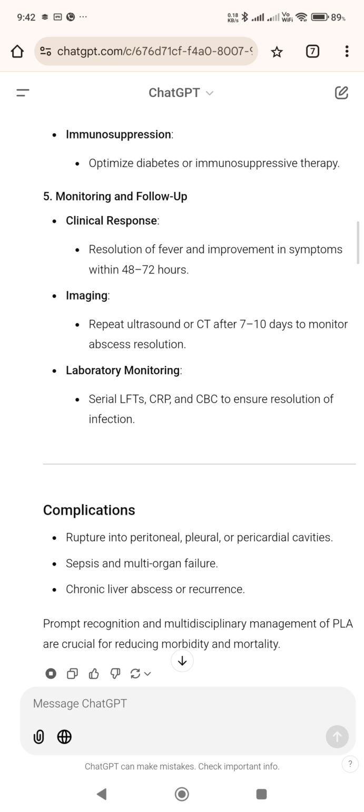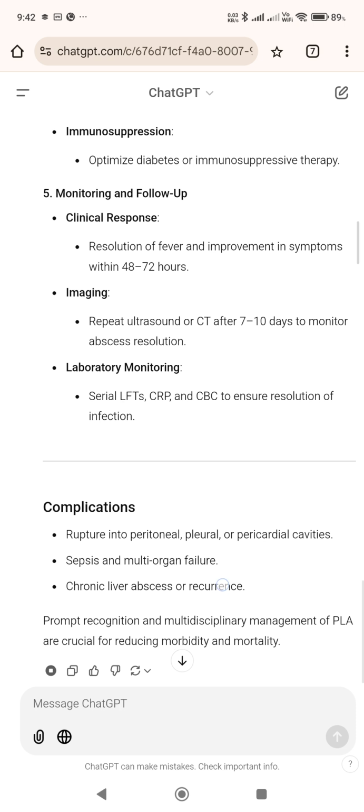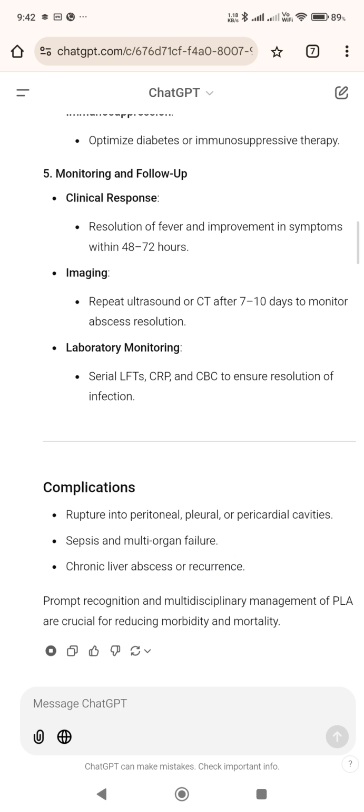5. Monitoring and follow-up. Clinical response: resolution of fever and improvement in symptoms within 48 to 72 hours. Imaging: repeat ultrasound or CT after 7 to 10 days to monitor abscess resolution. Laboratory monitoring: serial LFTs, CRP, and CBC to ensure resolution of infection.